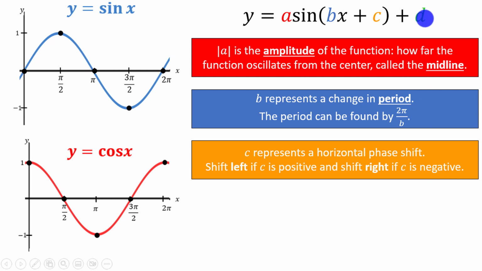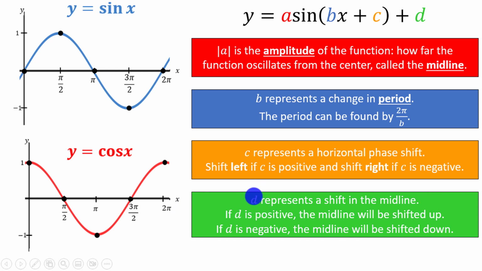If you have a value for d either added or subtracted to the function, that amounts to shifting the entire function either up or down. The term for this is shifting the midline. So if you have a value for d, that represents a change in the midline of the function. If d is positive, the midline will be shifted up, and if d is negative, the midline will be shifted down. Remember, the midline is just the horizontal line that the trig function is oscillating around. Typically, we oscillate around the x-axis, but if you have a value for d, we will oscillate around some other line, either above or below the x-axis.